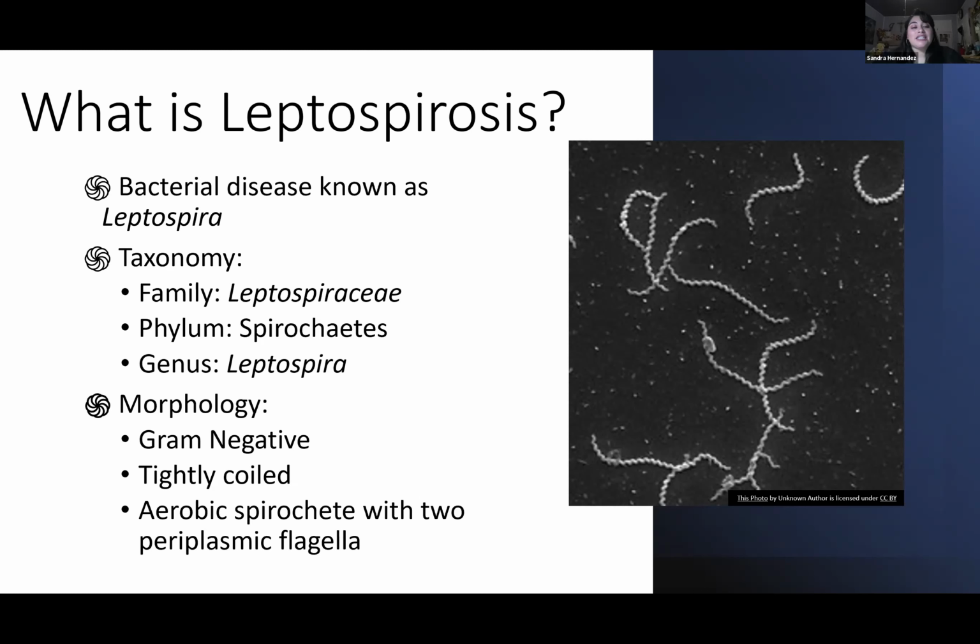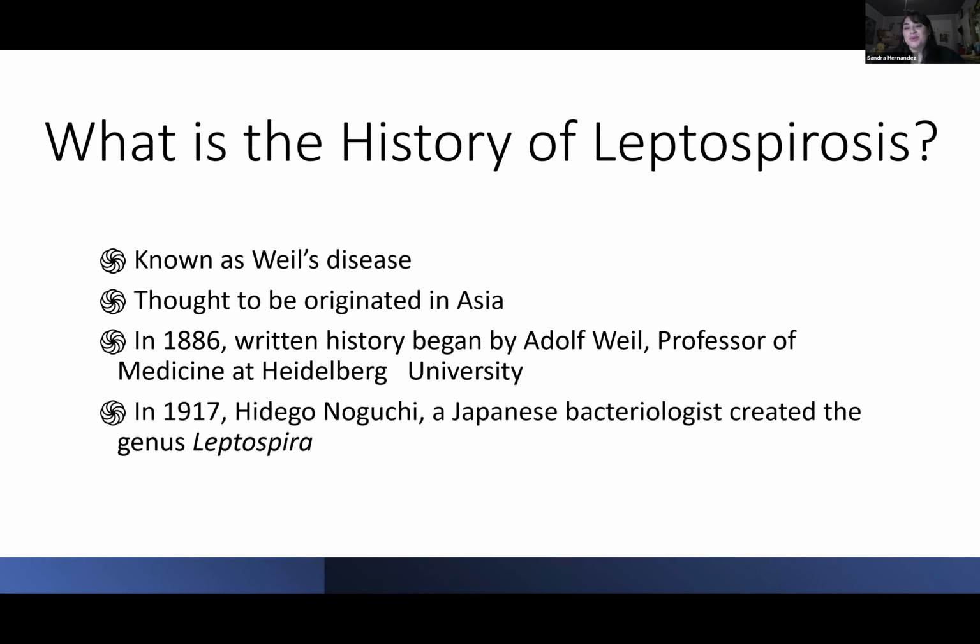Leptospirosis taxonomy is family Leptospiraceae, phylum Spirochetes, and then genus Leptospira. The morphology of Leptospira is a gram-negative, tightly coiled aerobic spirochete with two periplasmic flagella. There are about 35 different species of Leptospira and 90 different strains that are separated into numerous serovars that are found worldwide.